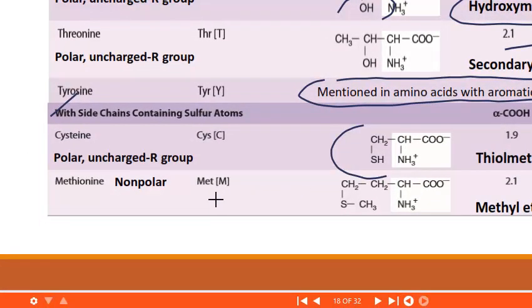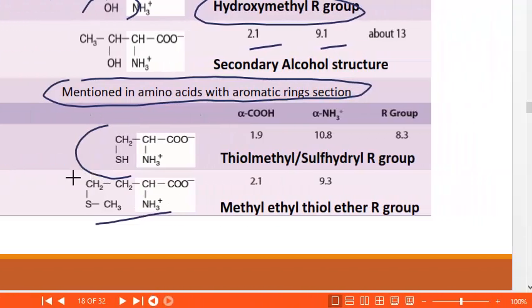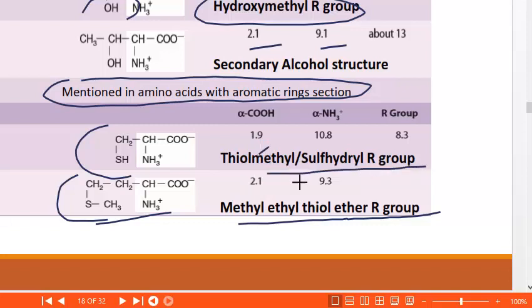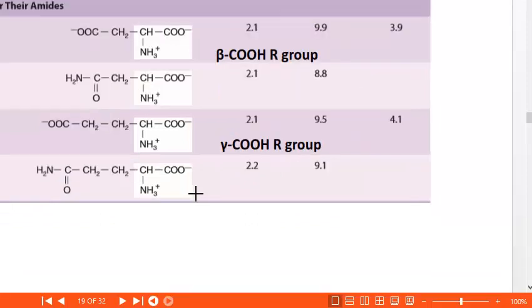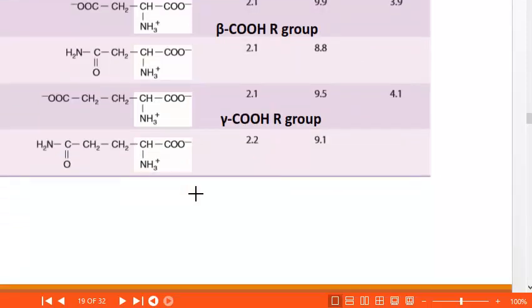Okay, so in the polar uncharged group you can see methionine. Methionine is the non-polar one. CH2CH2SCH3, this also contains a side chain. Methyl, ethyl, thiol, ether R group. And in cysteine you can say thiol, methyl, sulfhydryl R group. So all these side chains you must remember well along with their compositions. They have a hydroxyl group, or they contain a benzene group, or an aliphatic side chain.